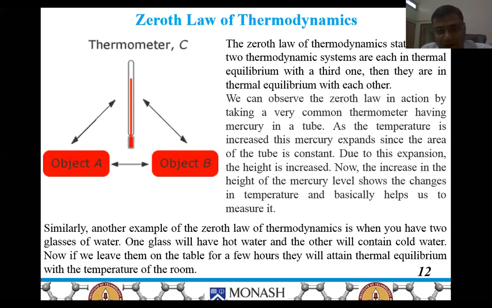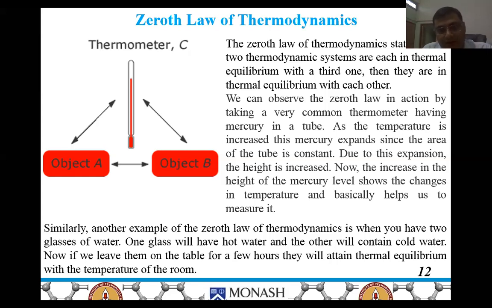Now Zeroth law of thermodynamics. The Zeroth law of thermodynamics states that if two objects A and C are in thermal equilibrium with each other and separately objects B and C are also in thermal equilibrium with each other, then objects A and B are also in thermal equilibrium with each other.